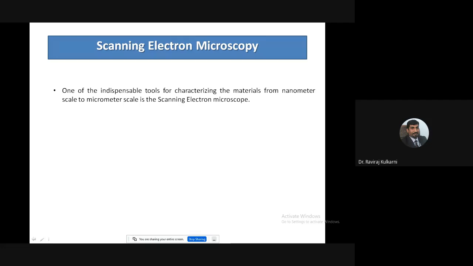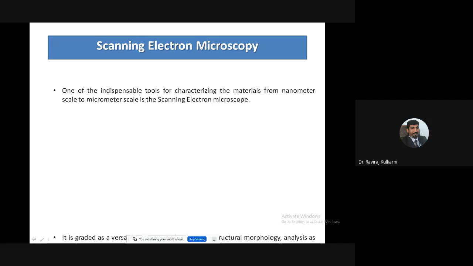What have you studied in TEM, transmission electron microscopy? We require an electron gun, an electron source, then electromagnetic lenses, then a photographic plate, all those things. The scanning electron microscope is one of the indispensable tools for characterizing materials from nanometer scale to micrometer scale.